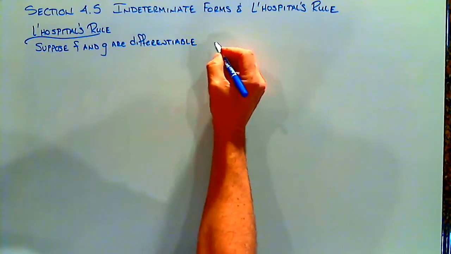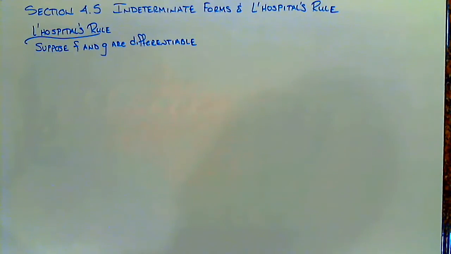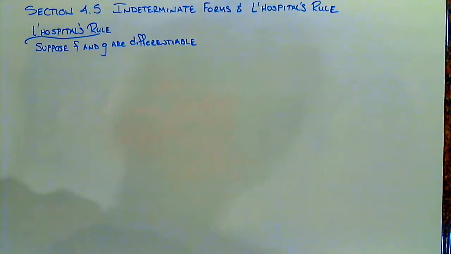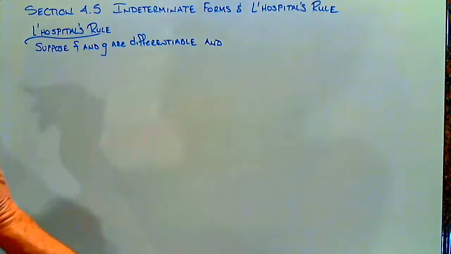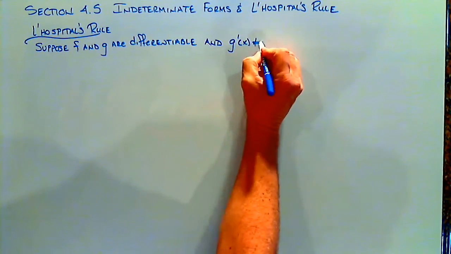Now, what do we mean by differentiable functions? Remember, to be differentiable means we're also continuous, right? Differentiability implies continuity, one of the big ideas of Calc 1. And since we're differentiable, we know we're continuous. That means no holes, no jumps, no vertical asymptotes. That's continuity. Differentiable, of course, means no vertical tangent lines, no corners, or no cusps. So we have these two functions and they're differentiable. And in addition to that, we need to put the condition down that g prime of x cannot equal 0.